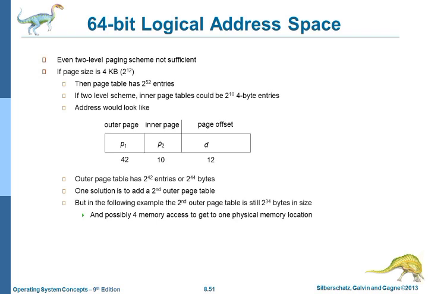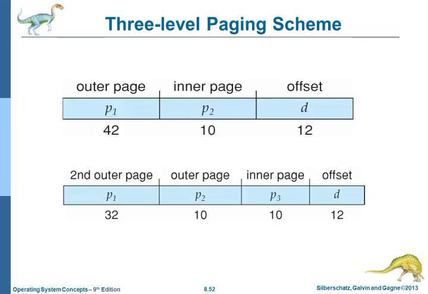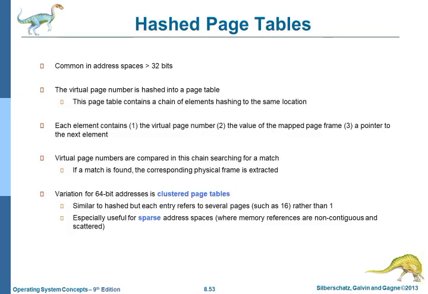One solution is to add a second outer page table, but in the following example, the second outer page table is still 2 to the power of 34 bytes in size, and possibly 4 memory accesses to get to one physical memory location. Three-level paging scheme. Here is the example. In the first diagram, we can see P1 as outer page, P2 as inner page, and D as offset. In the diagram below, we can see P1 as second outer page, P2 as outer page, P3 as inner page, and D as offset.